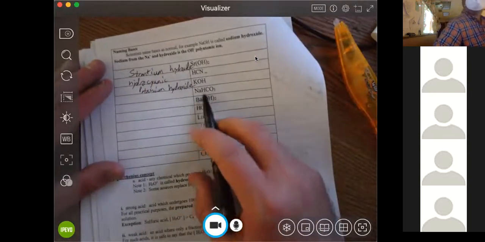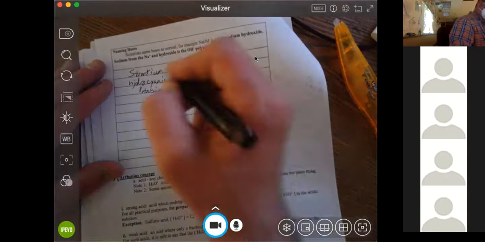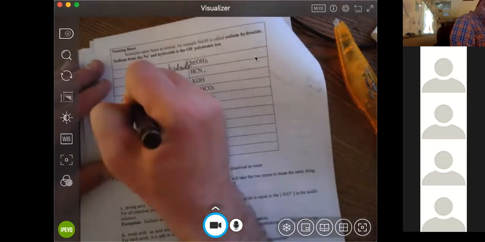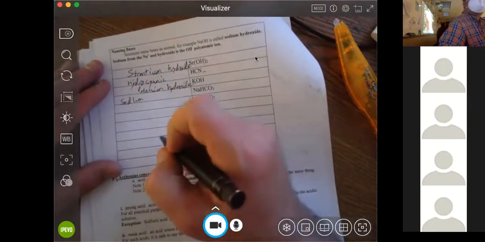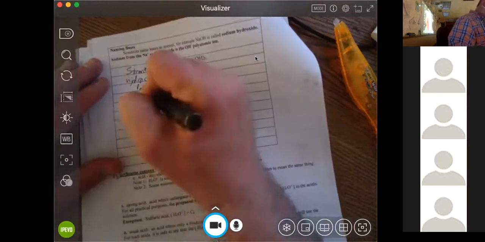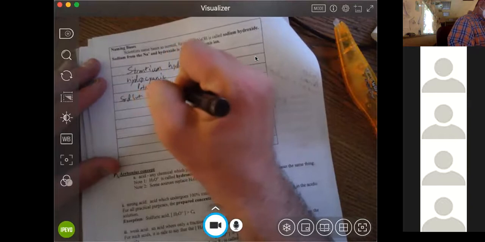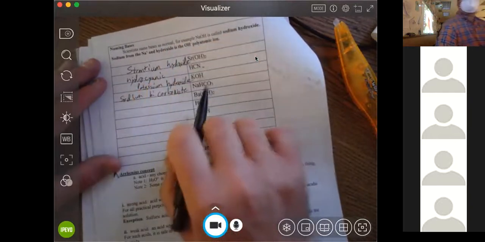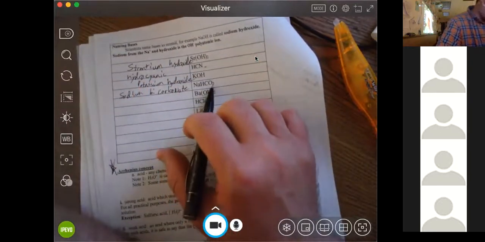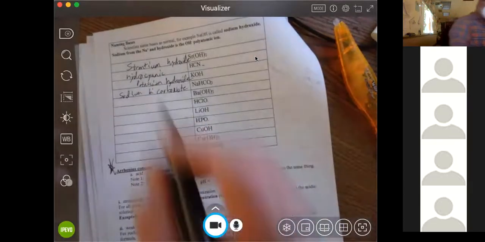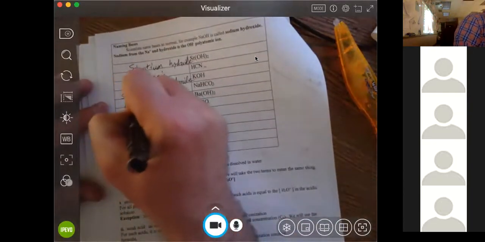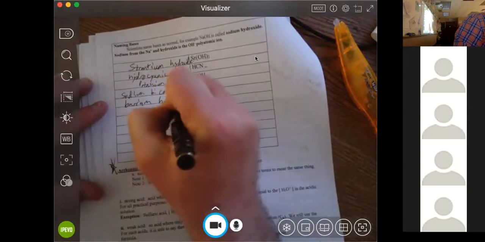Here we have Na and HCO3. That is sodium for Na. No Roman numeral needed. HCO3 is bicarbonate or hydrogen carbonate, either one acceptable. You'd only get that from looking at the periodic table unless you had that memorized. Ba is barium, it's in group 2A. So there's barium hydroxide.